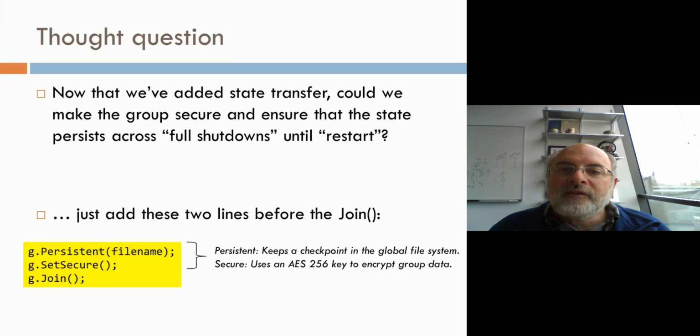And set secure says that the group should switch into an encrypted mode where any messages on the wire are enciphered with an AES 256-bit key. You can supply the key, but in this example I didn't. And if I don't supply the key, the group code generates a random number as the key and stores it in a checkpoint file using the user ID of the program that's running. And that way it sets up the permissions so only that user, that person, has permission to actually read the AES 256 key out, and therefore only that user can run programs that join this group in the future.